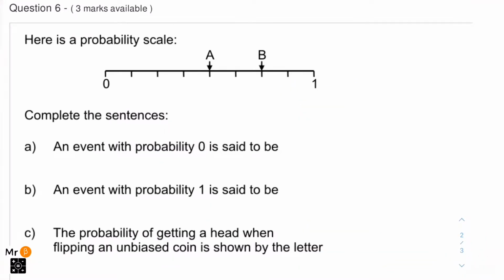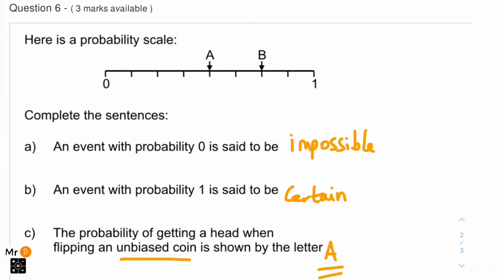Question 6. Complete the sentences. So an event with probability 0 is said to be impossible. It means it will never happen. An event with the probability of 1 is said to be certain. That means it's guaranteed to happen. The probability of getting a head when flipping an unbiased coin is shown by the letter A. It has to tell you it's unbiased, as this means that you've got a 50-50 chance, or 1/2 chance, which would be represented by the letter A.